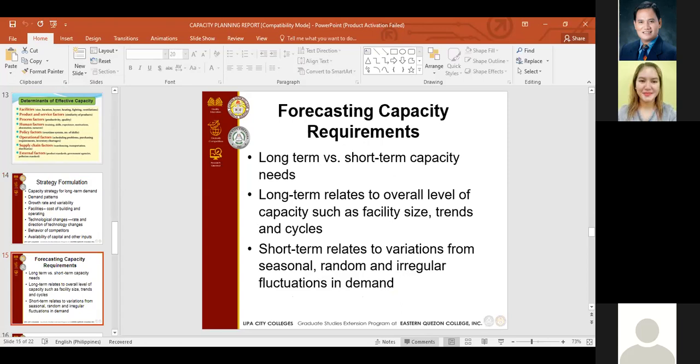So, forecasting capacity requirements. It is the long term versus the short term capacity needs. Long term relates to the overall level of capacity, such as the facility size, trends, and cycles. And the short term relates to the variations from seasonal, random, and irregular fluctuations in demand.